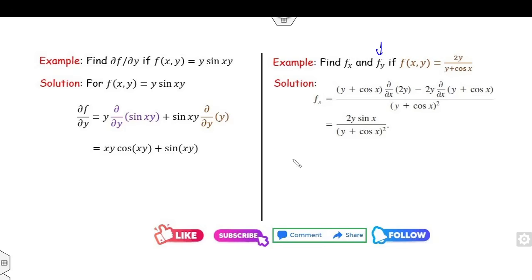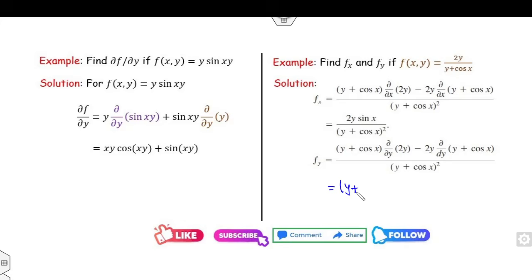Fine. Similarly, you can find the partial derivative with respect to y. It is also denoted as fy. Again, I can use the product rule. It is y plus cos x whole square and this one. Now since you have to take y with respect to y, keeping x as constant, the partial derivative of 2y is 2, minus, with respect to y is 1, with respect to y, so the cos of x is 0, divided by y plus cos x whole square. Now if you open this bracket, 2y will be cancelled out, so the answer is 2 cos x divided by y plus cos x whole square.